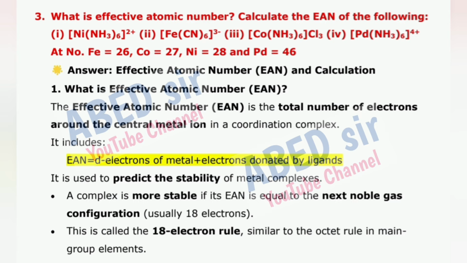Answer: effective atomic number, EAN, and calculation. 1. What is effective atomic number, EAN? The effective atomic number, EAN, is the total number of electrons around the central metal ion in a coordination complex. It includes: EAN is equal to the electrons of metal plus electrons donated by ligands. It is used to predict the stability of metal complexes. A complex is more stable if its EAN is equal to the next noble gas configuration, usually 18 electrons. This is called the 18-electron rule, similar to the octet rule in main group elements.